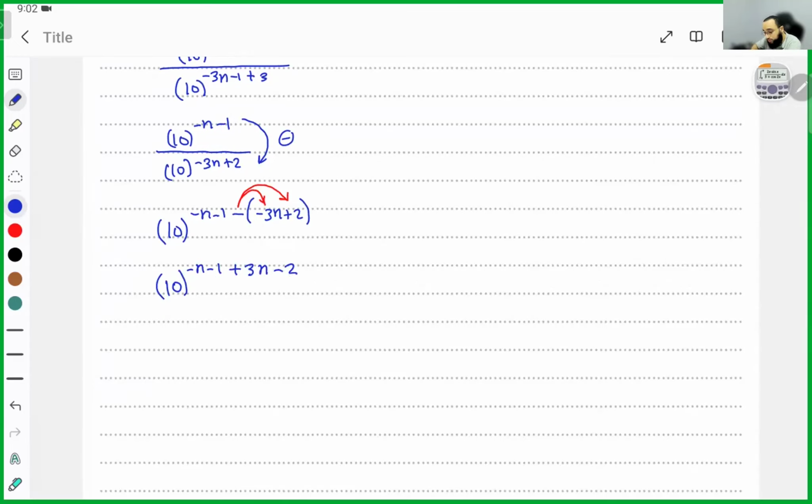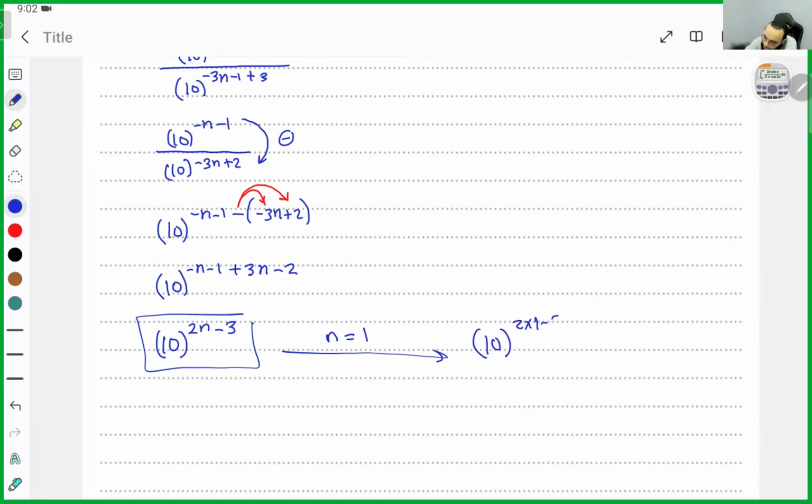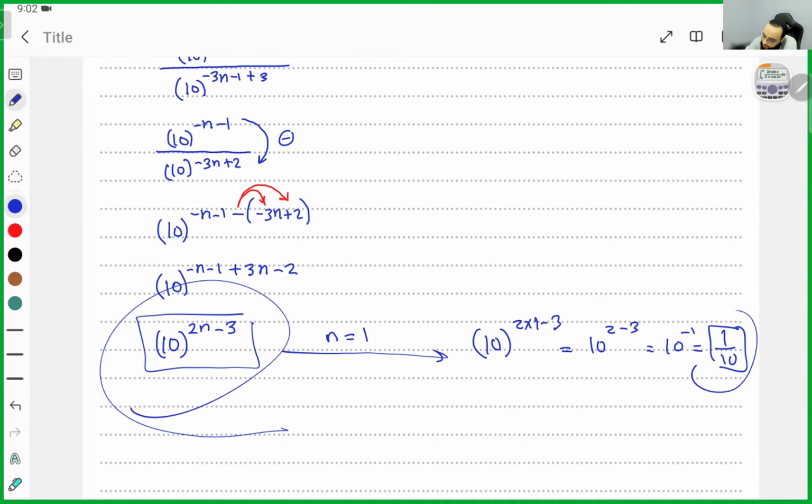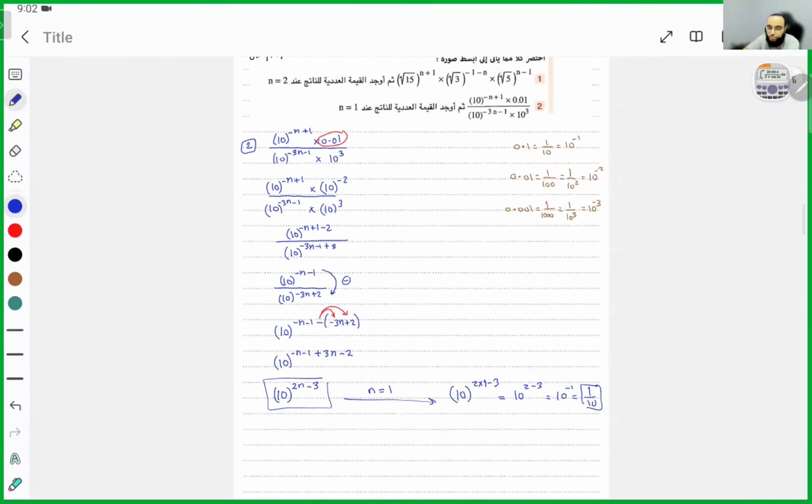You got the difference? Yes. It's negative n plus 3, which is 3 minus 1, 2n, and negative 1, negative 2, negative 3. This is the simplest form. Put n equals 1. Then it's 10 power of 2 times 1 minus 3, 10 power of 2 minus 3, 10 power of negative 1, 1 over 10. This is the simplest form, and this is the value when n equals 1.